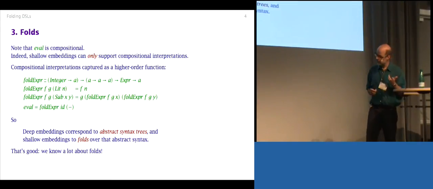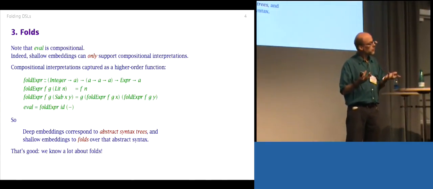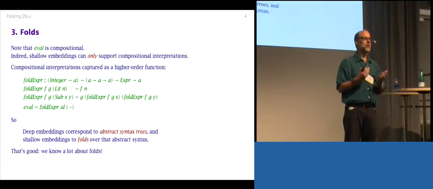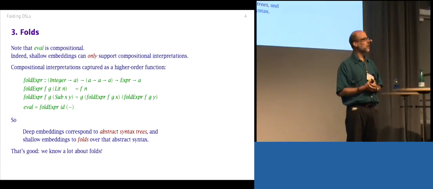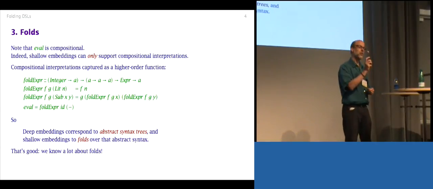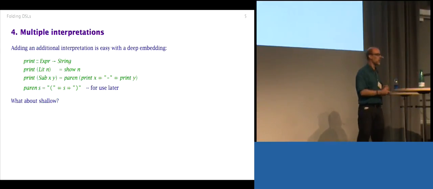But then you might wonder, shallow embeddings can only be folds. I can write some things as folds, but it's a bit difficult writing other things as folds. Is this limiting? Is there all sorts of things that I can't write as shallow embeddings because they have to be expressible as folds? Well, this is where what you know about folds comes in to help.